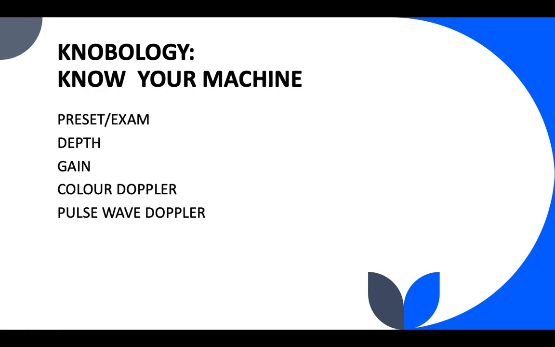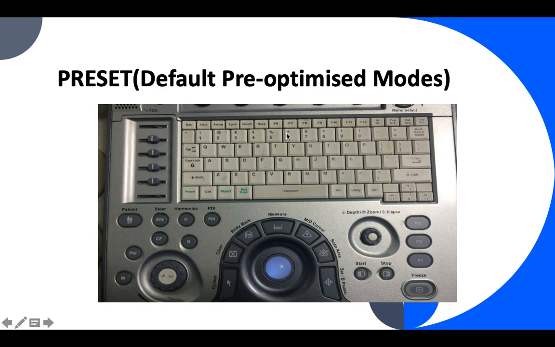Knobology is very important. We have to look at the preset or examination in certain machines. Depth, we have to set the depth. We should know about gain, color Doppler, and pulse Doppler. So this is pre-optimized mode. Suppose if we select the nerve block preset, we have to click on the preset or examination in other machines, that is on site.